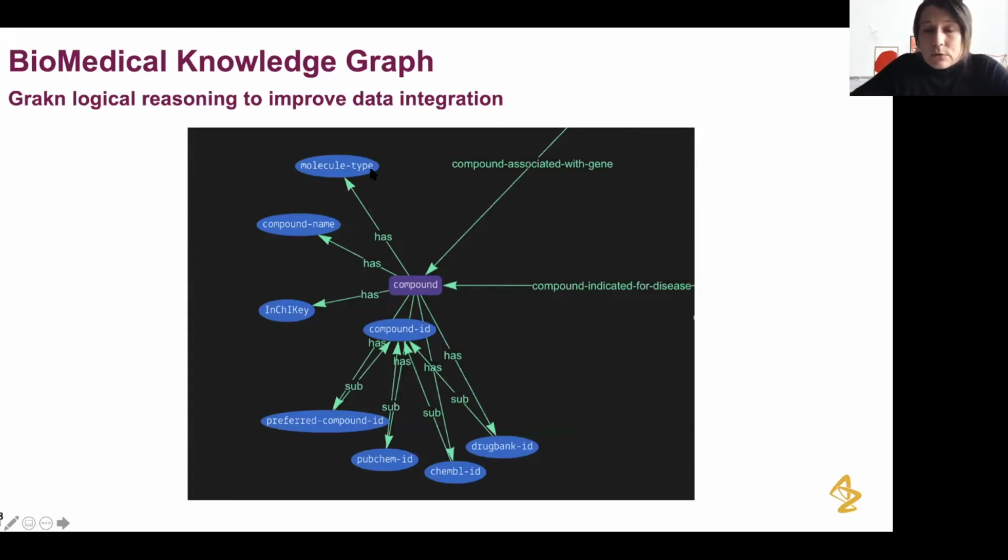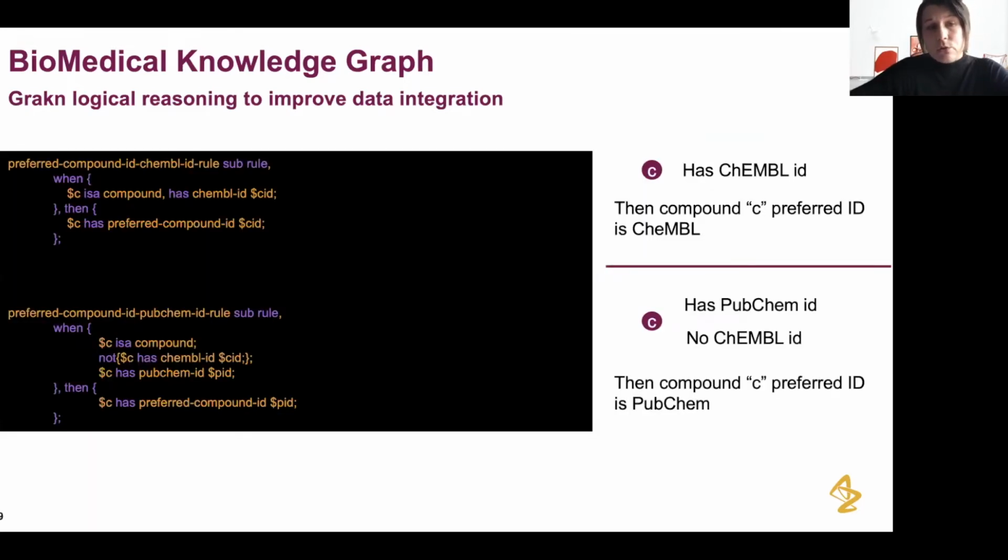So this is how we are modeling the compound entity. We have molecule type, as I mentioned, small molecule or antibody, compound name, and some other information. And then we have these IDs. Again, compound ID in our case is the abstract attribute, and the rest, PubChem, ChEMBL, if they exist, both. DrugBank is another database that is broadly used for drug chemicals. And then we have the preferred compound ID. And in order to choose what we prefer, we are using rules, Grakn logical reasoning, Grakn rules. And in this case, the rules are very simple. So we have two simple rules.